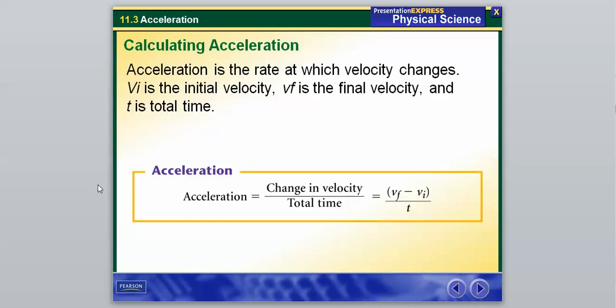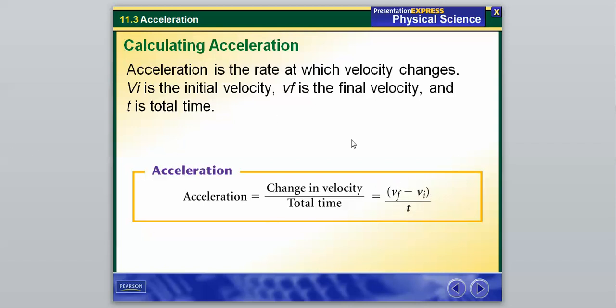So acceleration is the rate at which velocity changes, which we talked about already, and VI is the initial velocity, so what the velocity is at the beginning of the problem that we're trying to figure out. VF is the final velocity, and T is going to be the total time. So this is our formula right here: acceleration equals change in velocity over total time. For our change in velocity, we take our final minus our initial. That'll tell us how much it changed, and we divide it by the time.